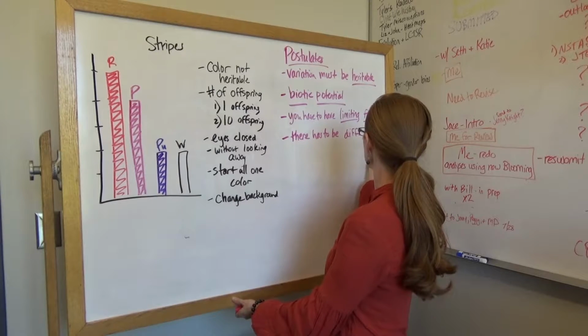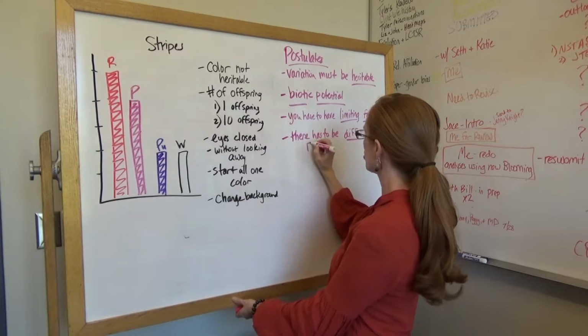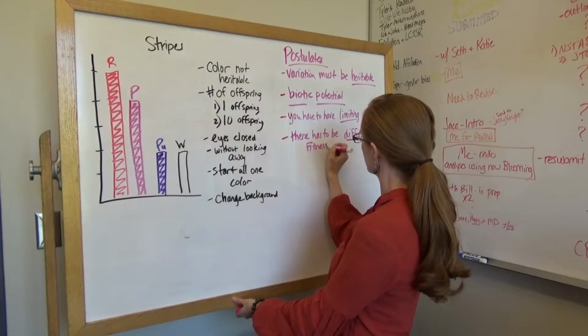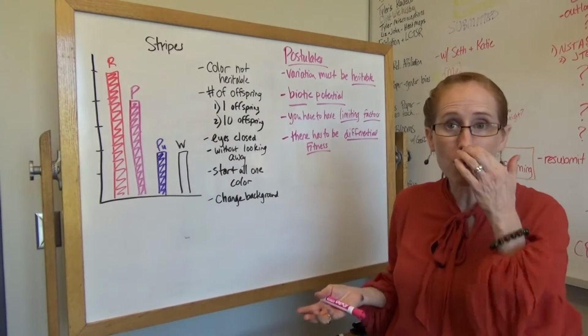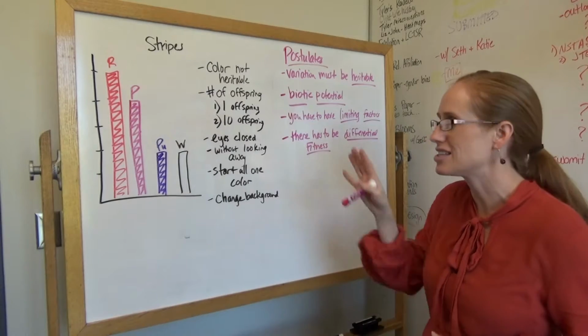Differential fitness. So there have to be some that are more fit than others. If there's not one more fit than another, then you're not going to see this distribution.